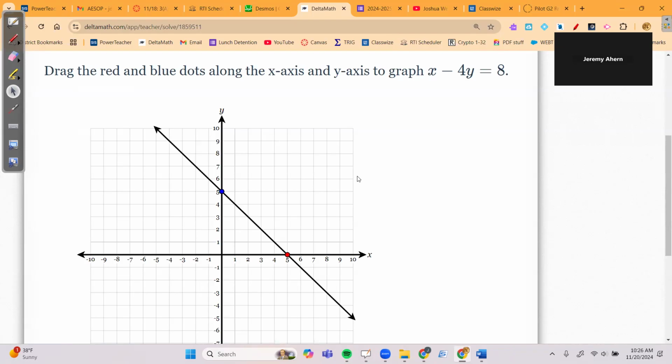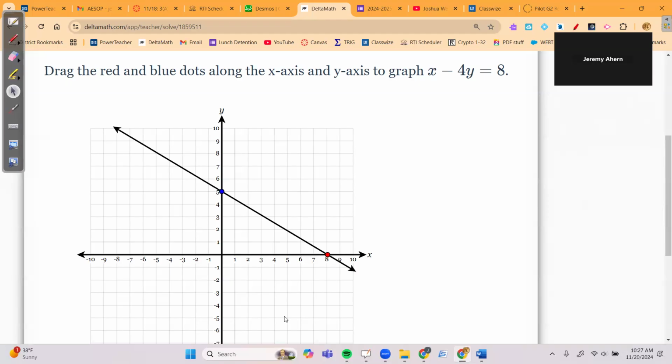What's the x-intercept going to be? That says x minus 4y equals 8, so it's 8. If you destroy the y and everything that it's touching, the equation literally solves itself. It says x equals 8. So I'm going to grab this red dot and pull it over to 8 like that. Delta does all the heavy lifting for us. It's really nice.